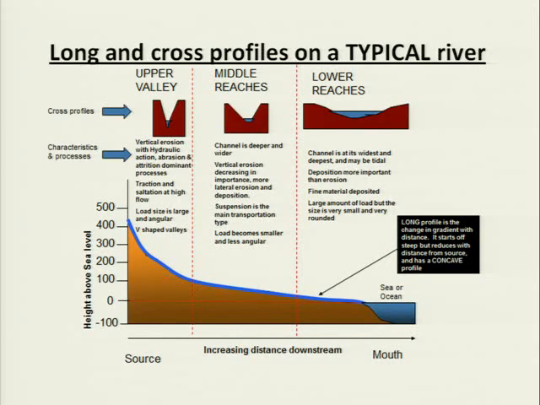Whereas if you compare that to the cross profile, you will see that the upper valley is steep, V-shaped. The middle reach, the channel is deeper, it's wider. We now have vertical erosion and more lateral erosion. And then in the lower reach, you will see that it is wide open. It is at the widest and the deepest. Where do we get the most water? In the lower reach. I think that was also a question during this exam.